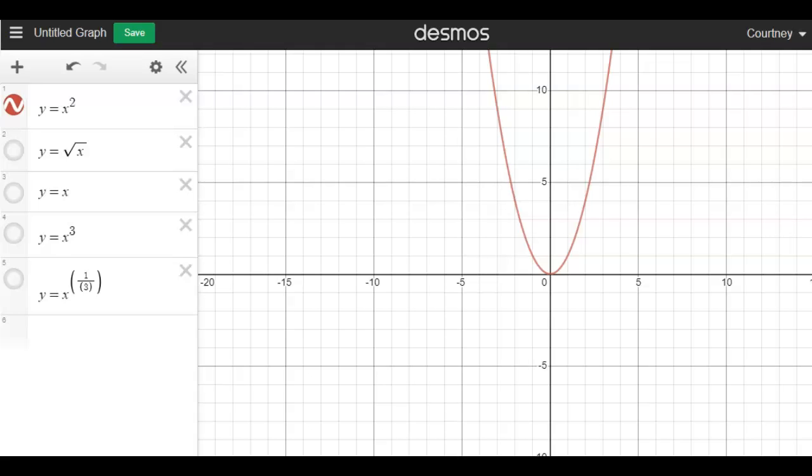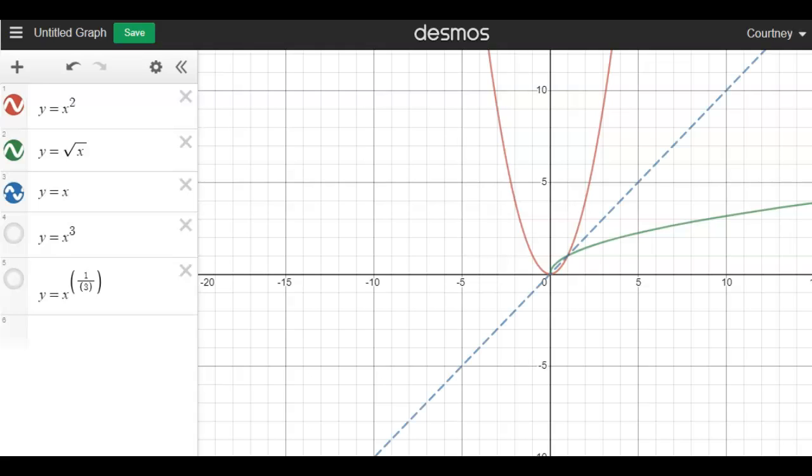And we also discussed the square root parent function. Now the square root parent function is kind of half of a horizontal parabola. We don't include the negative part because otherwise it would fail the vertical line test and it would no longer be a function. We would have repeating x values. So we only use the top or positive part of that horizontal parabola for the square root parent function.